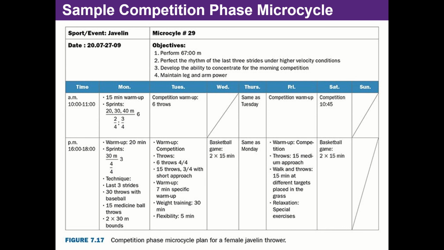So this is, as you can see, figure 7.17. And this is a multi-workout, multi-session microcycle is probably a better way of saying that. So you can see this javelin thrower is going to work out between 10 and 11 in the morning, and then again between 4 and 6 o'clock in the evening. And so what she's doing are some short sprints here, and then throws, and then a similar kind of thing here. Doesn't exactly have throws in there. Her throws are on Tuesday and Thursday.